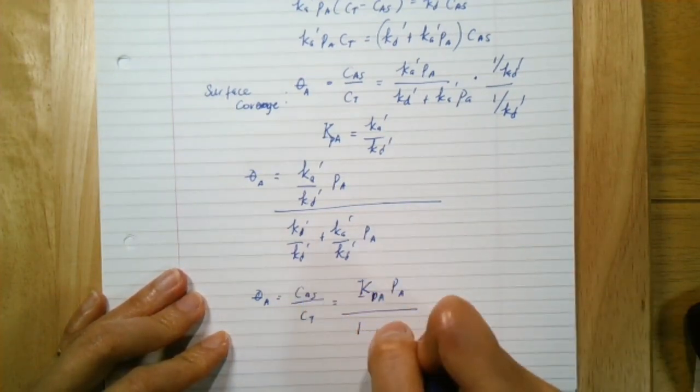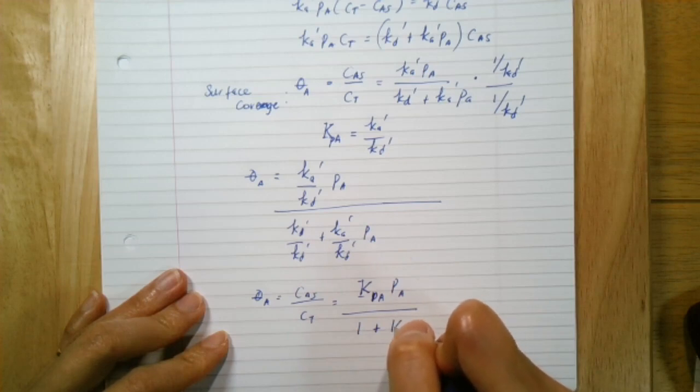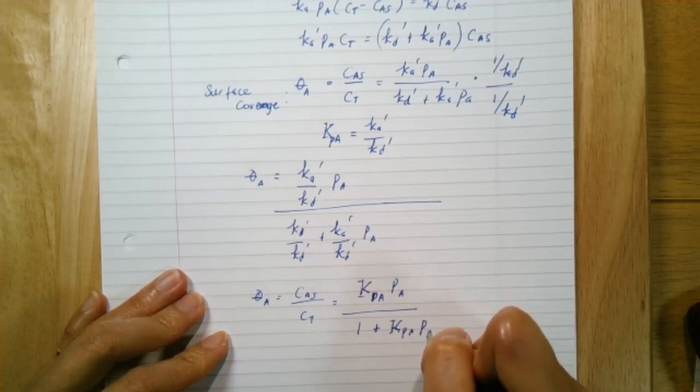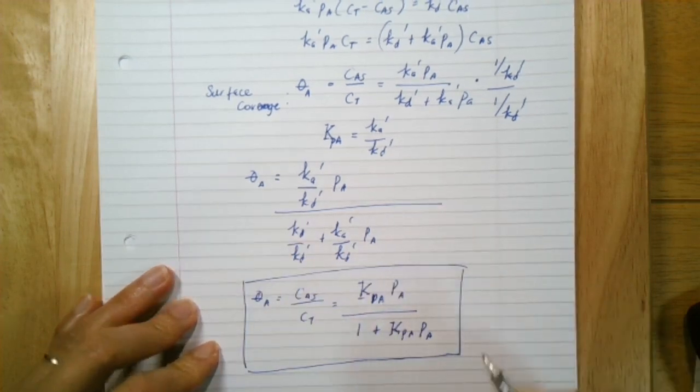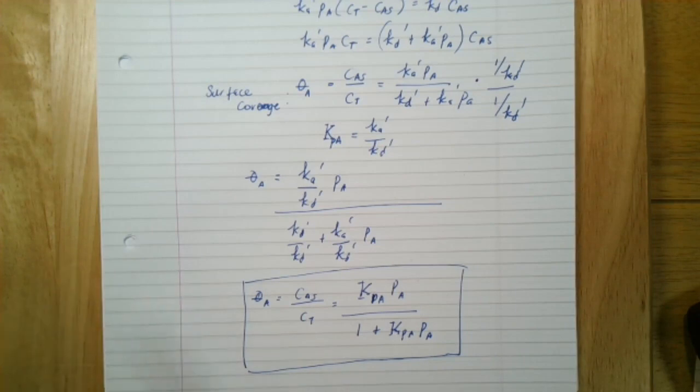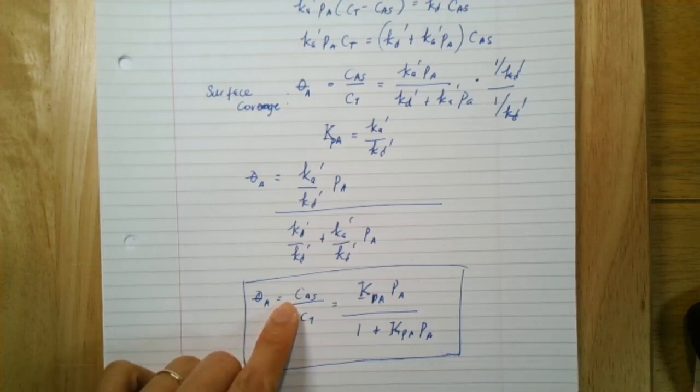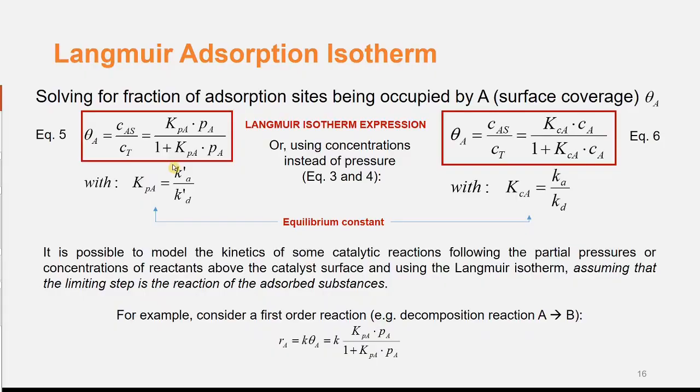all over 1 plus Kpa Pa. And this is my Langmuir isotherm. We can use this to determine the fraction of the catalyst surface covered by the adsorbed species A at a given temperature and pressure. This is the Langmuir isotherm that we just derived.